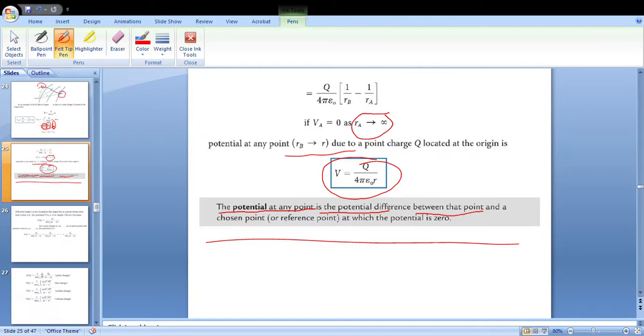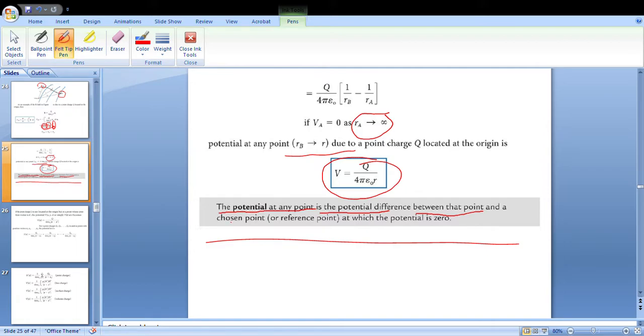When does the potential become 0? Only when that particular charge is at infinity. When that particular charge is at infinity, RA will become infinity, so 1 by RA will be 0. So VA will be equal to 0, right?